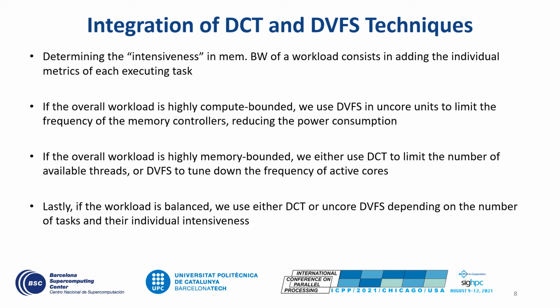However, if the workload is memory bounded, we will use either DCT to limit the number of cores or DVFS to tune down the frequency of these cores. And lastly, if the workload that we're executing is balanced, we will use either DCT for cores or DVFS core, depending on the number of tasks that we're executing and their individual intensiveness.